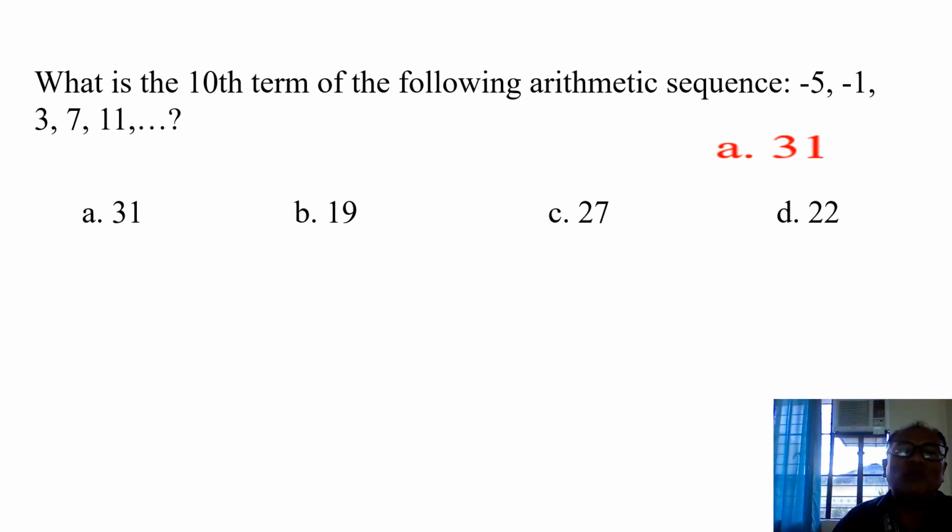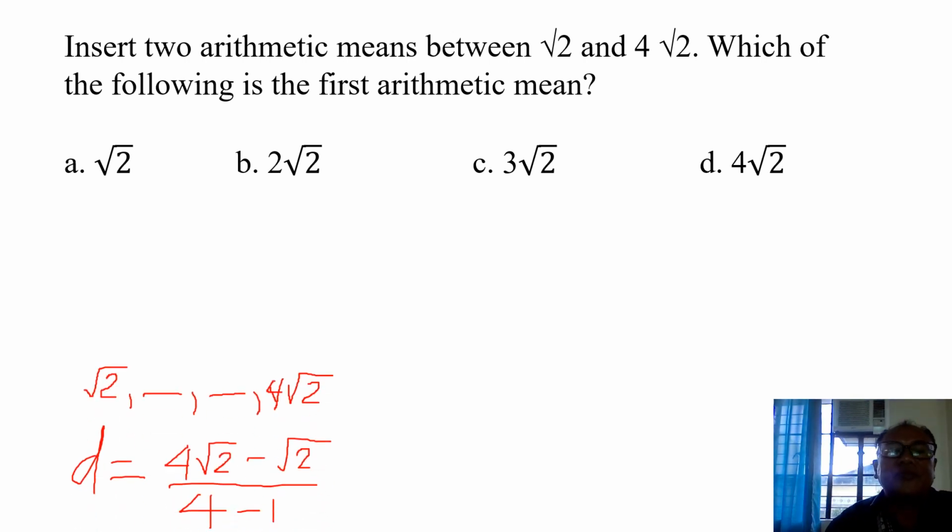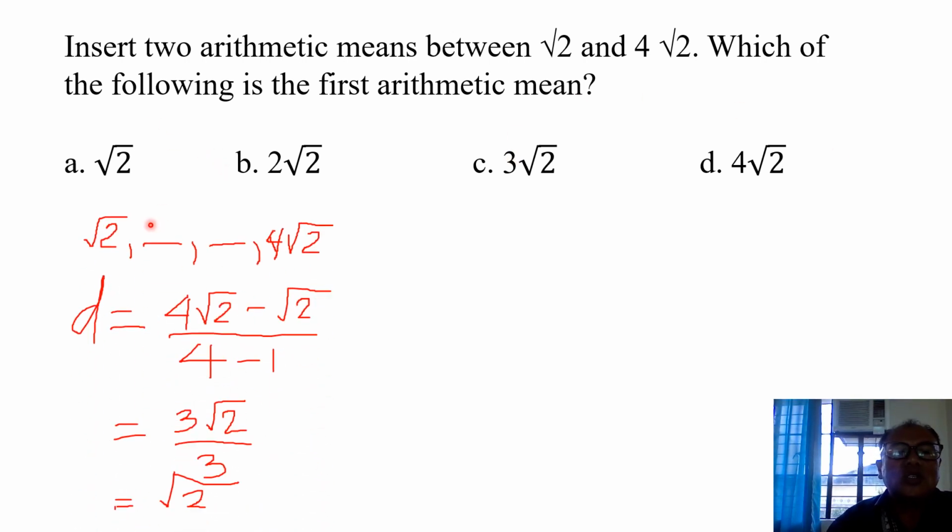Okay, so in this problem, insert two arithmetic means between square root of 2 and 4 square root of 2. Which of the following is the first arithmetic mean? So we're going to insert 2 arithmetic means between square root of 2 and 4 square root of 2. So we're going to write it this way: square root of 2, blank, blank, 4 square root of 2.